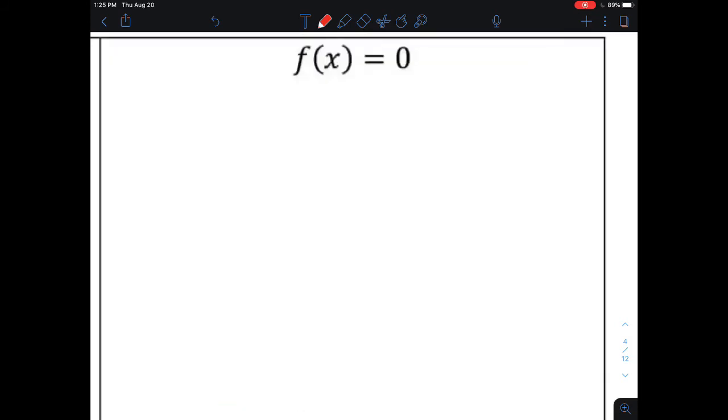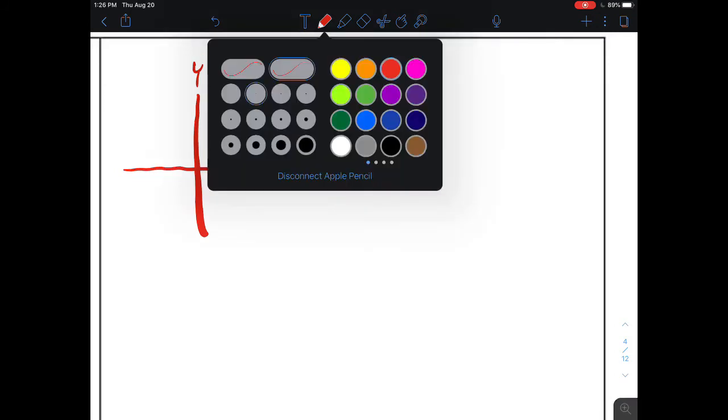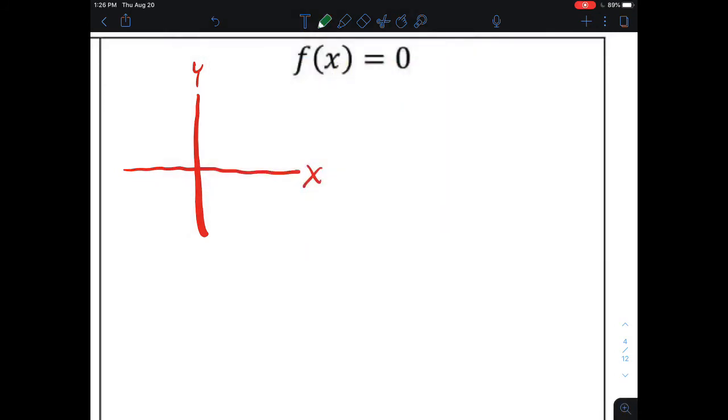f of x equals 0. Well, how would I do the even or odd test with an equation that has no x's in it? In fact, I try to think about what this thing looks like graphically. Well, graphically, if I had my x and y axis, the graph f of x equals 0 lies on the x-axis itself. So graphically, what kind of symmetry exists for the line y equals 0?